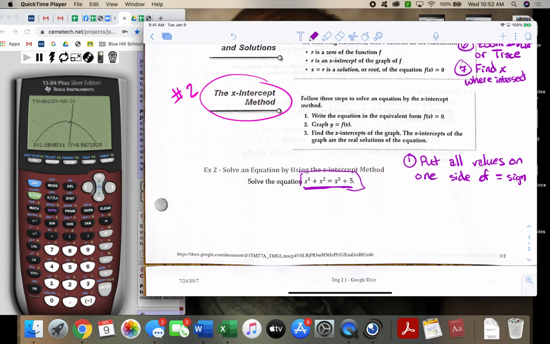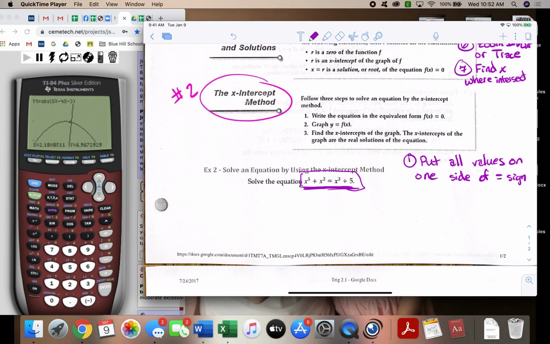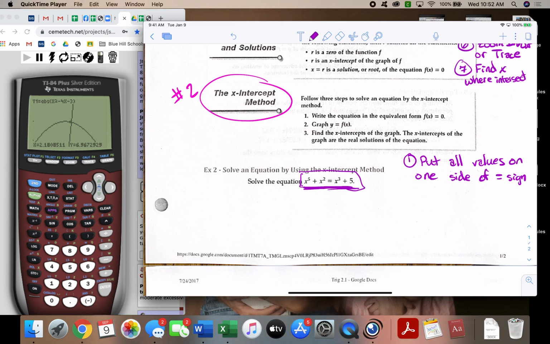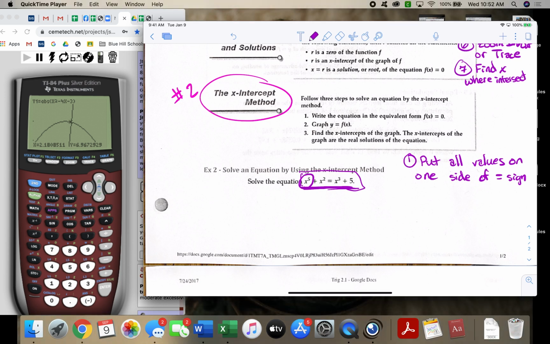So which direction would you like to move? Put all values on one side of the equal sign. So here's my equation. Which direction? This is the x-intercept method. Which direction would you like to move stuff? Doesn't really matter. Let's move everything to the left just because x to the 5th power is the highest power and it's positive on the left side. Does that make sense? So let's go ahead and move everything to the left.